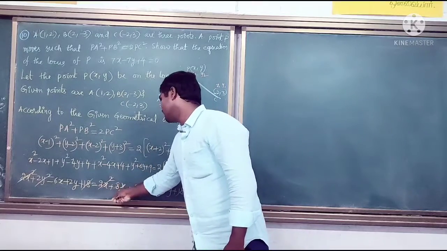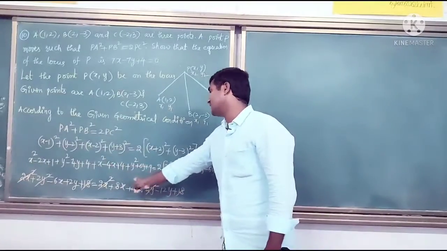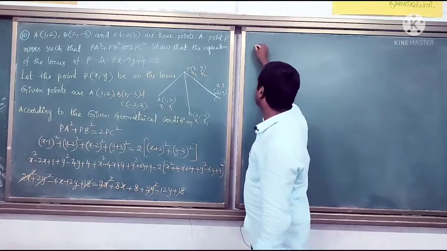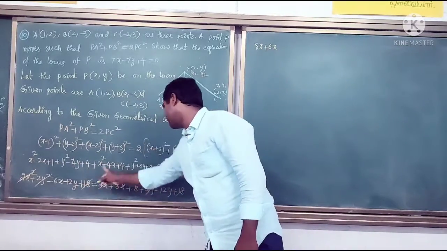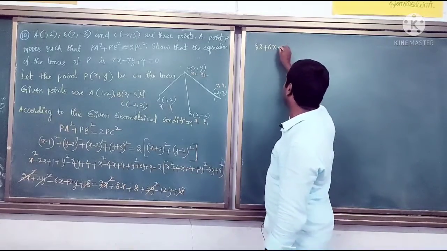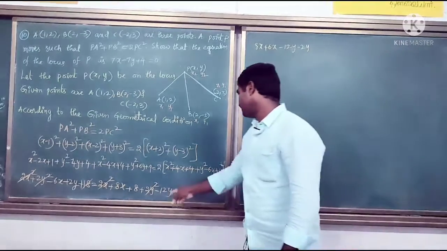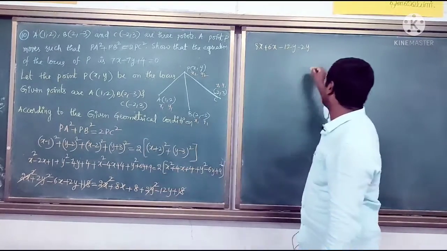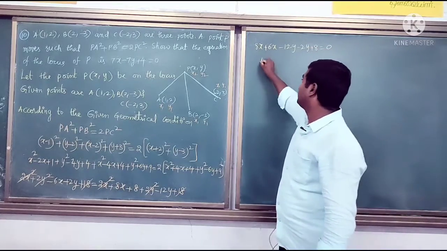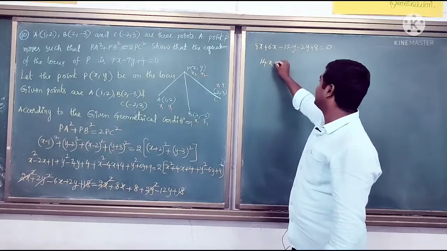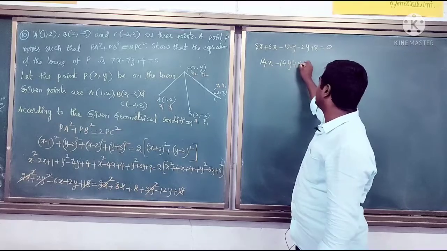If you transpose, all terms you can send to one side. Minus 6x, if you send to the right side, 8x plus 6x. Next the 2y, if you transpose to the left side, minus 12y minus 2y. Next, what is the constant we have? Plus 8, equal to 0. So 8x plus 6x is 14x, and minus 12y minus 2y is minus 14y, plus 8 equal to 0.